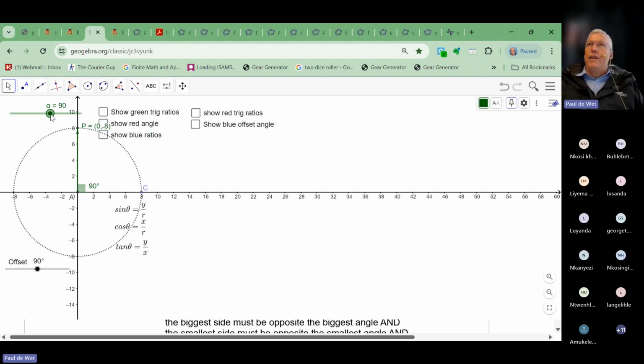Do any of you do geography? If you do geography, we start at 12 o'clock or north and we go the other way. We go clockwise. But in maths, we go anti-clockwise.